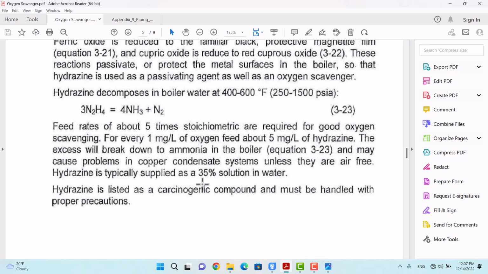We know that it is supplied to the market as a 35% solution in water, and of course the main drawback of hydrazine is its environmental impact and its impact on the health of personnel, because persons might suffer from serious illness in the long run.